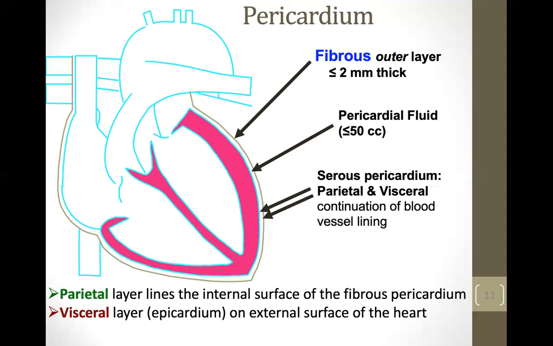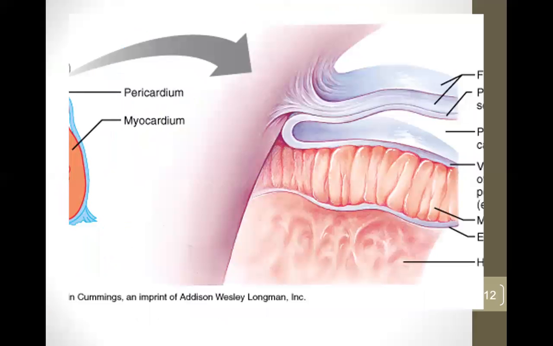So that parietal layer, remember, is the one that lines the internal surface of that fibrous pericardium. And the visceral layer, or what we know as our epicardium, is basically the external surface of the heart. Here, I just wanted to show you this picture again because I really liked how it demonstrated this. Here is our fibrous pericardium. This is the tough and elastic one that's anchoring things in place so the heart doesn't move out of place when we do a cartwheel or anything like that.